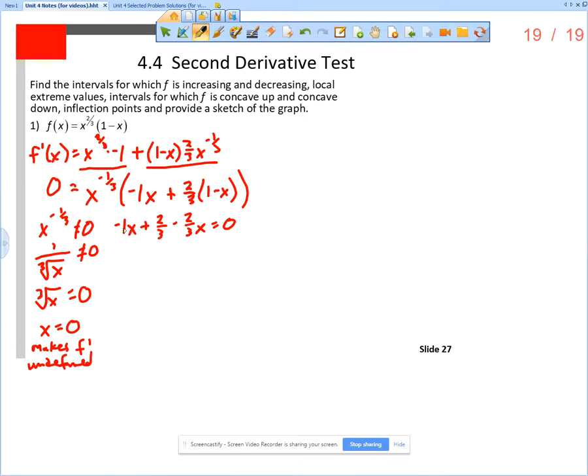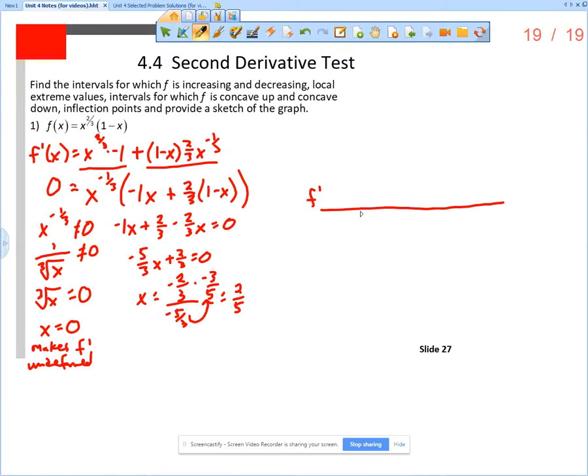All right, so now this one. -1x minus 2/3 x. So that'd be -3/3 minus 2/3 is -5/3 x plus 2/3 equals 0. So I subtract 2/3, divide by -5/3. So -2/3 divided by -5/3. Remember, that's like multiplying by -3/5. So the 3's are reduced, and I get positive 2/5. All right, so x equals 2/5. So I'm going to prepare to complete a sign analysis of f prime. I'm going to put 0 and 2/5 on my number line.